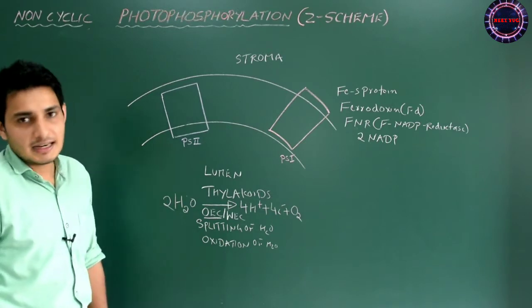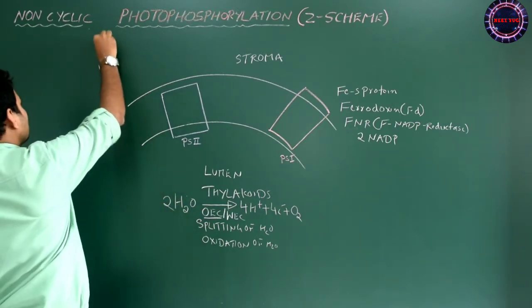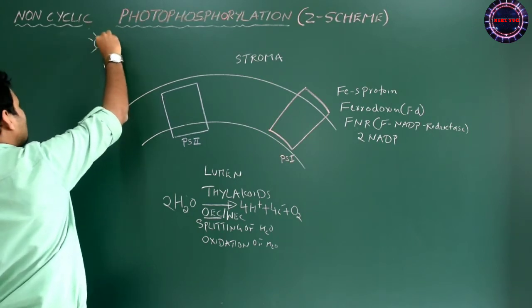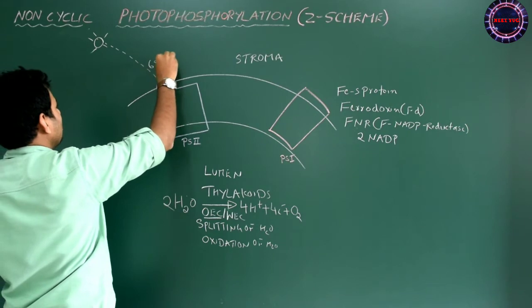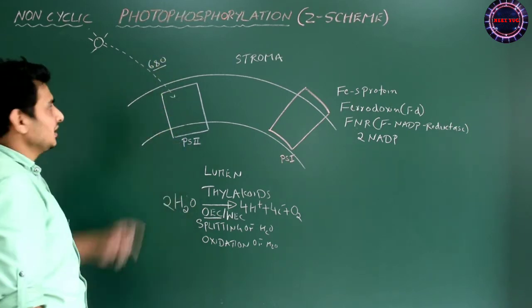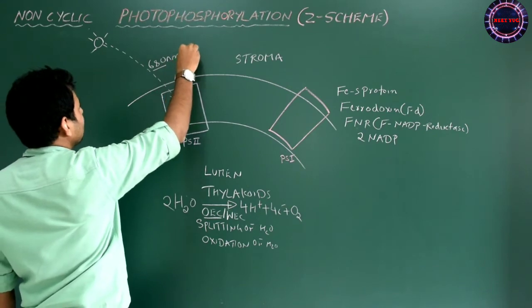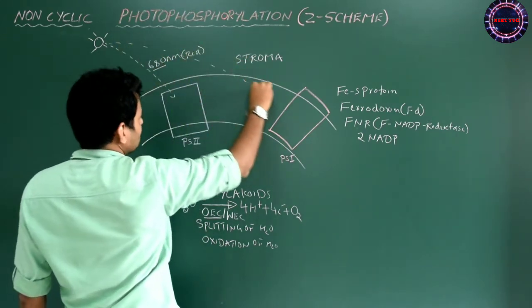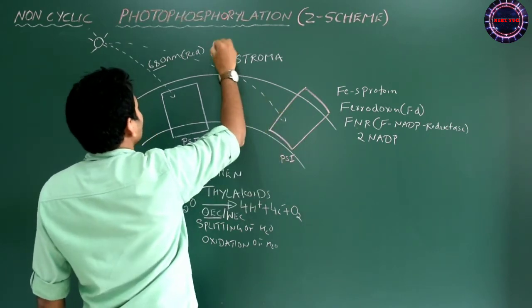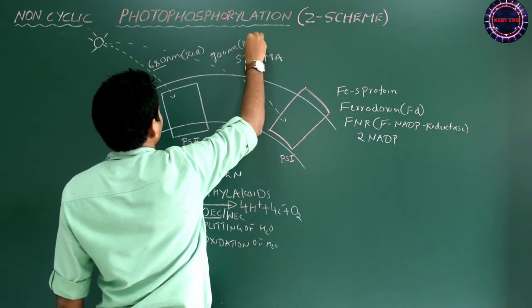Now, what is required for the activation of PS2 and PS1? The sunlight. What kind of sunlight? Red light is required. Let me write, this is now the sun and the light. For the activation of PS2, we need 680 nanometer of red light. So I'll write red here. And for the activation of PS1, we need 700 nanometer. That is also red light.